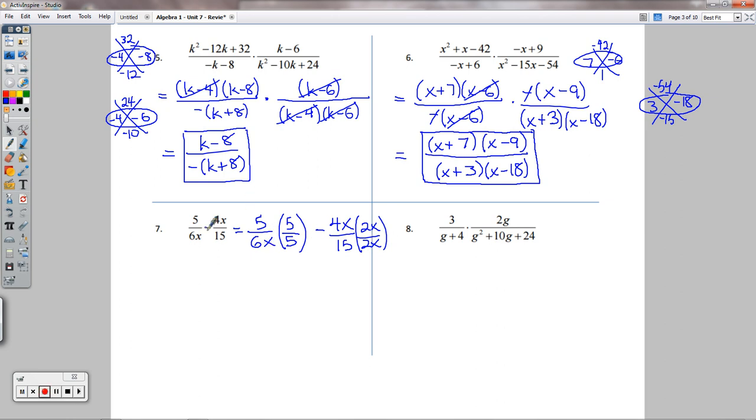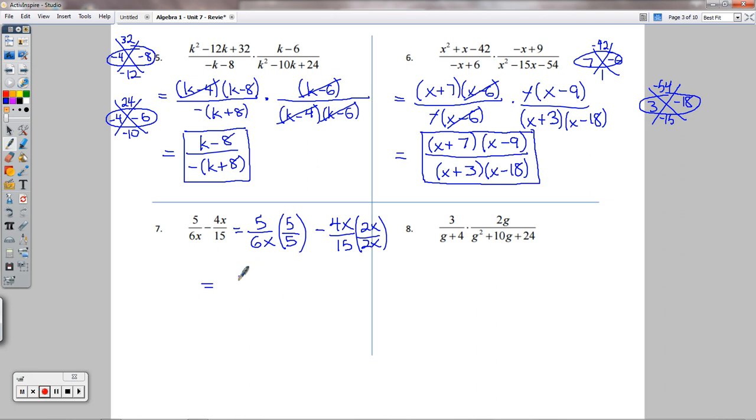If this was a times sign in between there, a dot in between there, we wouldn't have to deal with this. You could just multiply straight across and reduce top to bottom. However, it's subtracting here, so we need a common denominator. Whenever you add or subtract fractions, you have to have a common denominator.